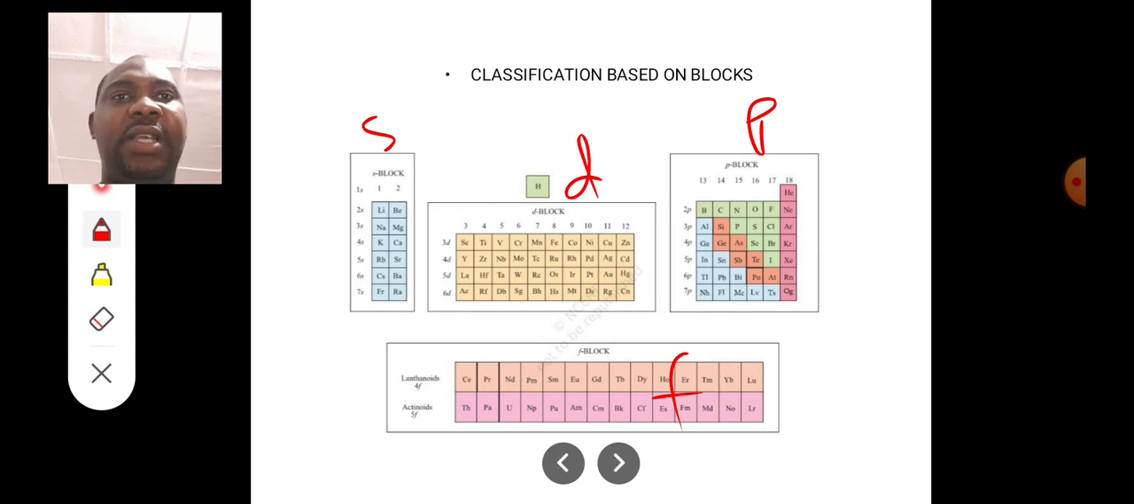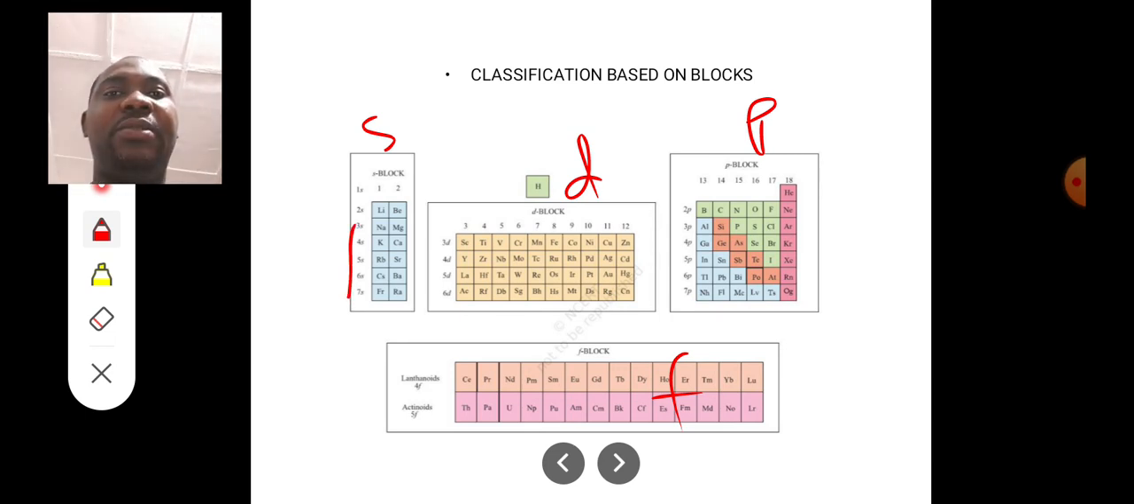First of all, the S block elements. What are S block elements? S block elements are elements whose configuration ends with S orbitals. It becomes easier if we also know that S block elements are actually group 1 and group 2 elements.